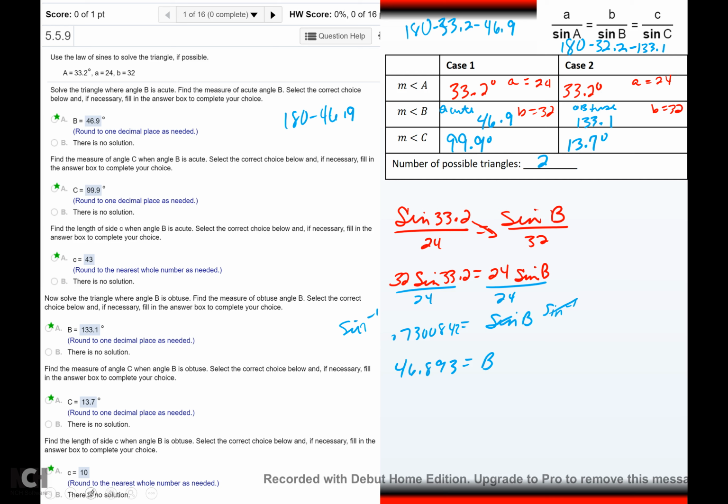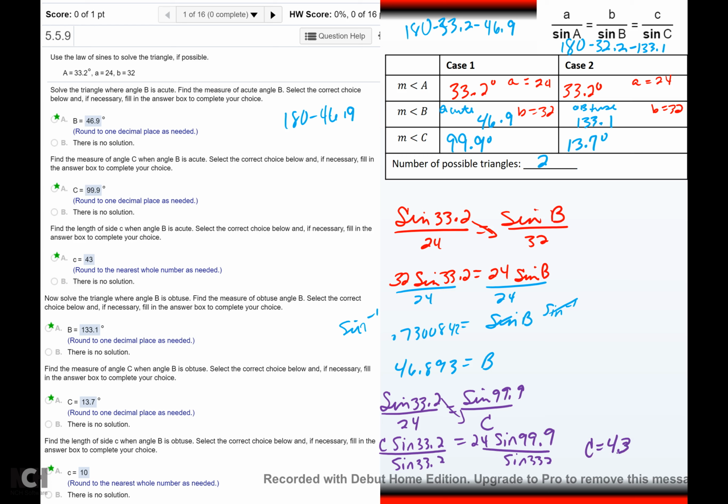To find little c in the big triangle, I'm going to do sine of 33.2 over 24 equals sine of C over little c. So if I solve that, I get c times sine 33.2 equals 24 times sine 99.9, divide by sine 33.2. And you get little c equals 43.2. So little c would be 43.2 in the acute triangle.